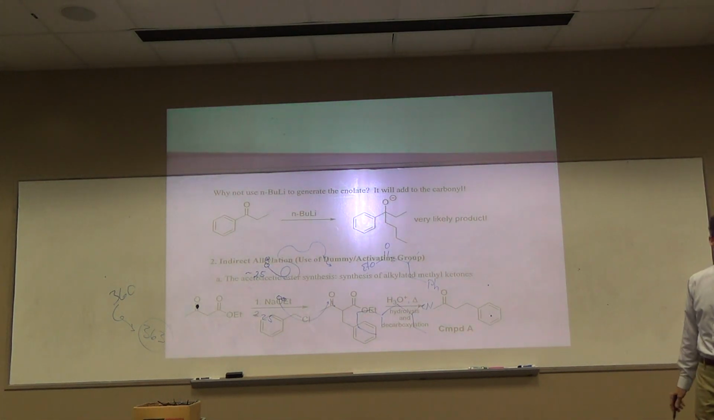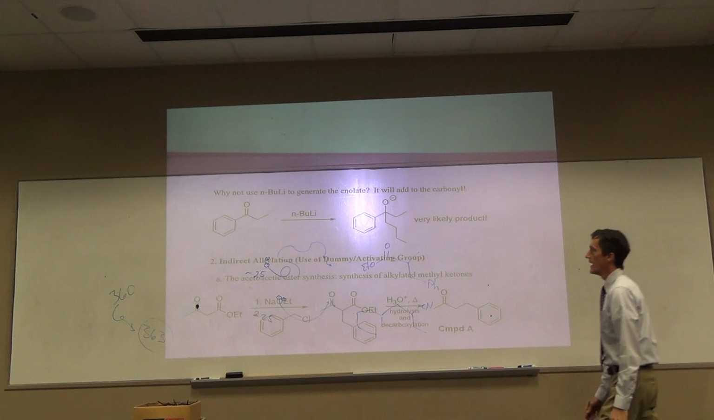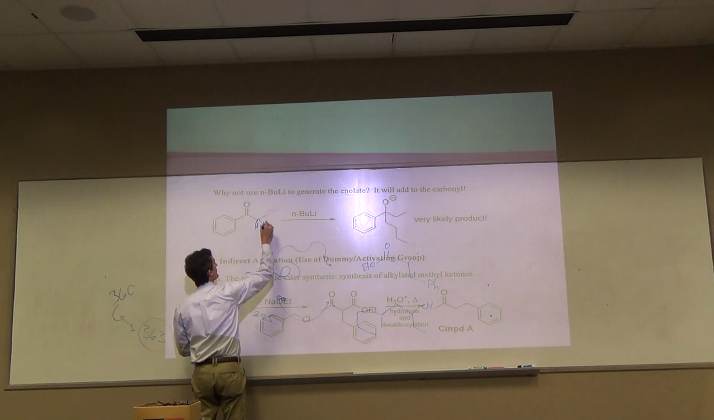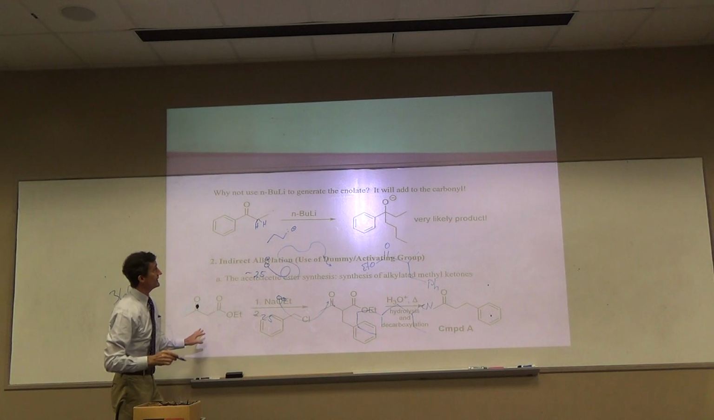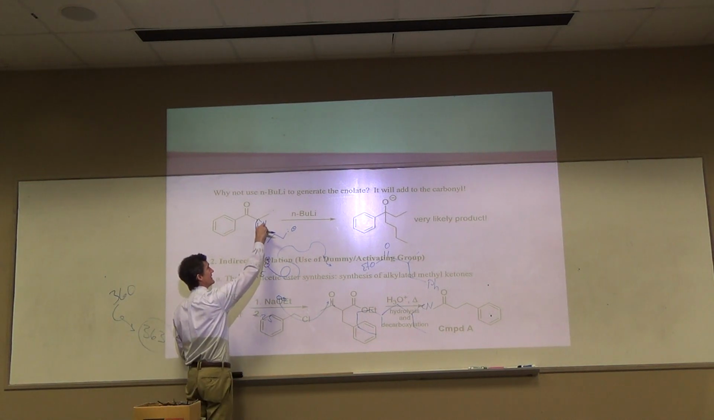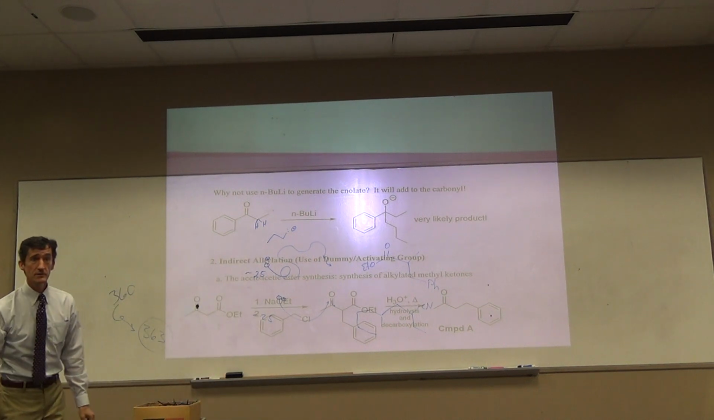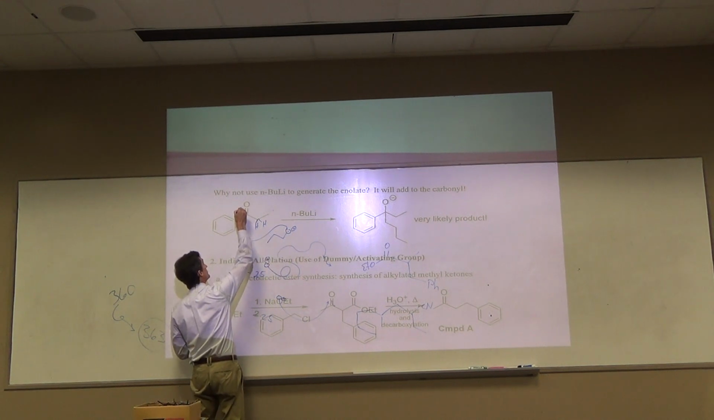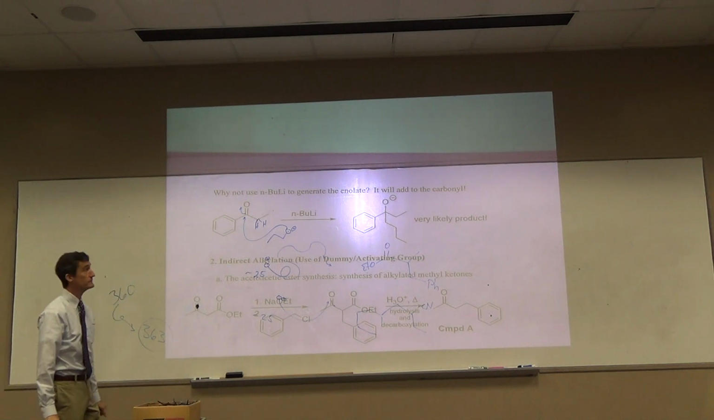Why not use n-butyllithium and generate the enolate? Because you're like, okay, n-butyllithium, I want you to take the H and not add to the carbonyl. Can nucleophiles add to carbonyls? Could you envision that? Yes. In fact, we've done that before. That's like a Grignard adding to a carbonyl. Okay?